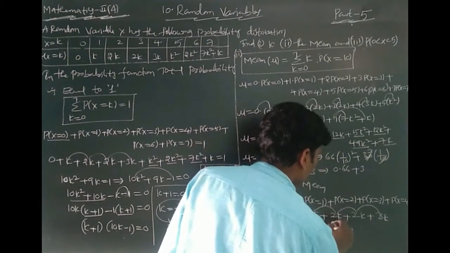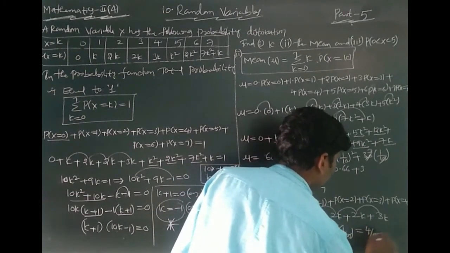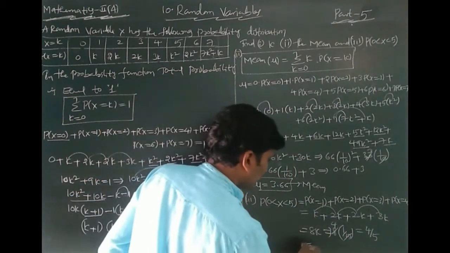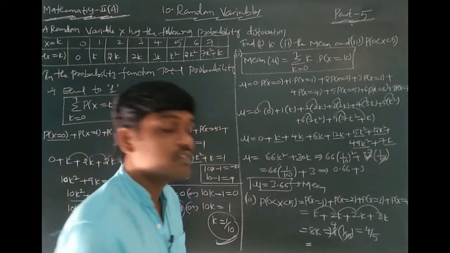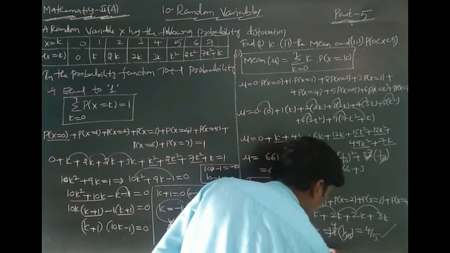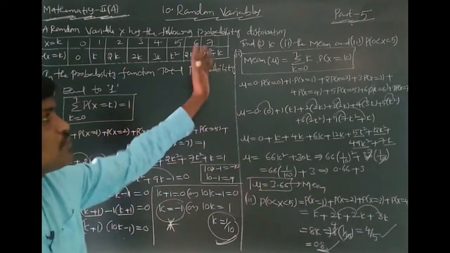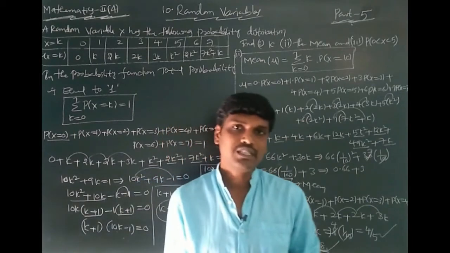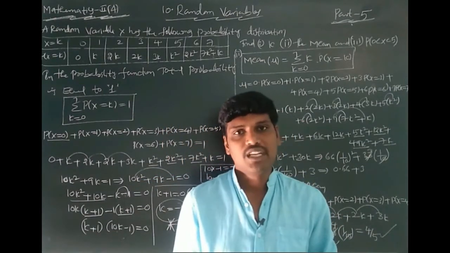You get 4 by 5 as the correct answer. Sometimes the decimal form is there. That's why you can write 0.8. This is also correct. This problem is very important. It is repeated a number of times in the intermediate public examination, students.